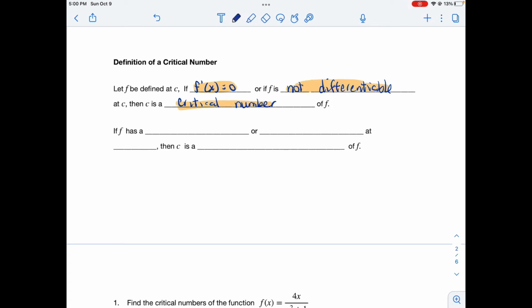Another way to state this is if f has a relative maximum or a relative minimum at the point x equals c, then we say c is a critical number. So critical numbers occur when the derivative equals 0 or the derivative does not exist, and only at critical numbers can you have relative maximums or relative minimums. So relative maximums and minimums occur only at critical numbers. That's why it's so important for us to know about critical numbers.